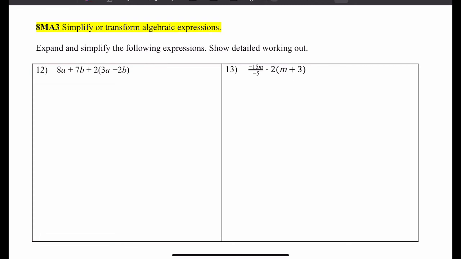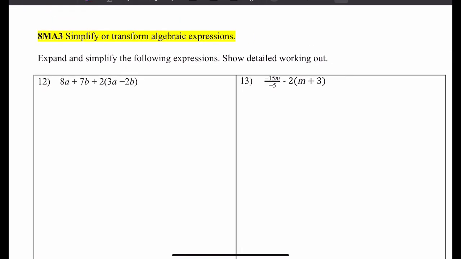Simplify or transform. Okay? Expand and simplify. Now, most of you made the mistake here because of carelessness. So let's look at this. You need to expand this part. So let's expand this. This becomes 6a and 2 times negative 2 minus 4b. And bring this down, 7b, 8a. So 8a, see what I did? I just brought this down. 8a plus 7b plus 6a minus 4b.